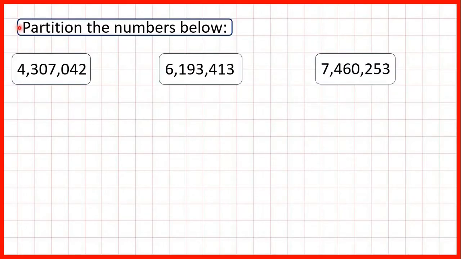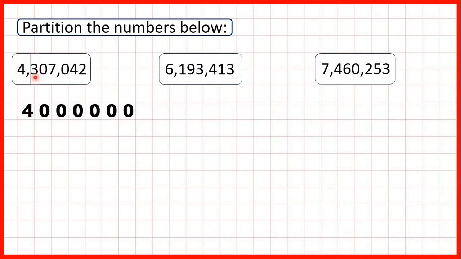We need to partition the numbers below. So first we have 4,307,042. Now when we partition numbers, what we're doing is showing the value of each digit. So this 4 is in our millions place value, so represents 4 million. That's 4 with 6 zeros on the end, because we have 6 place values after our millions place value. Or, looking at our number, we have 6 digits after the 4, so we need to write 6 zeros after the 4 when we partition it.